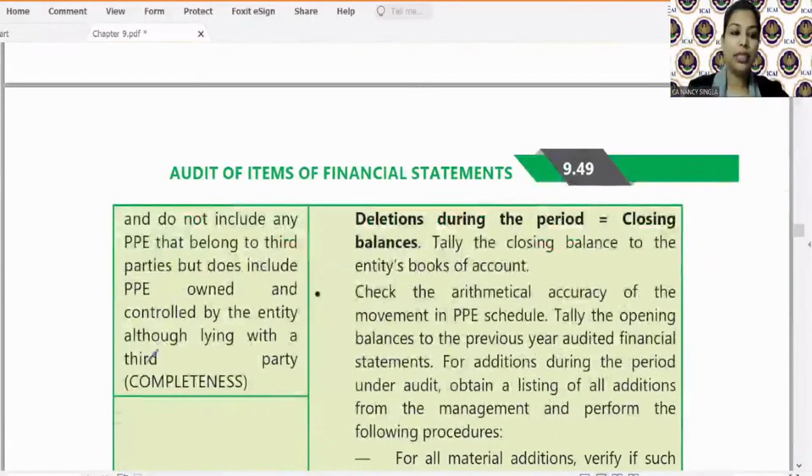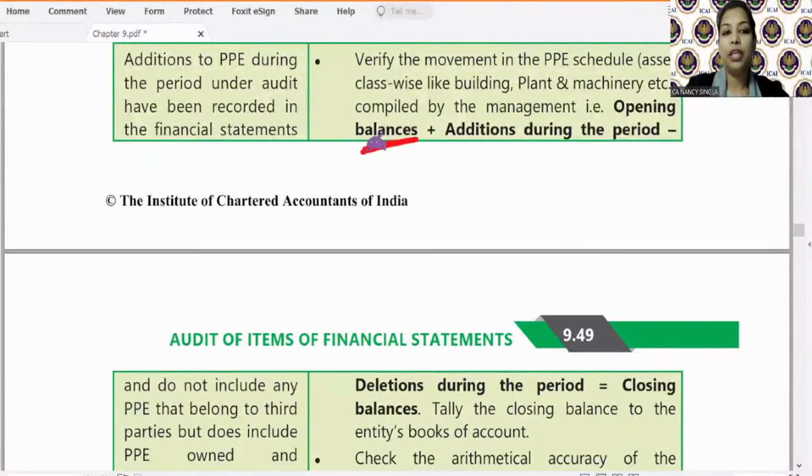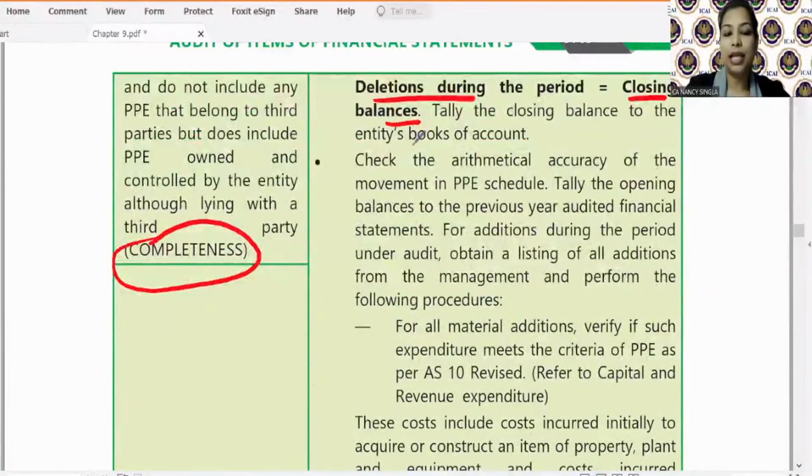the completeness assertion, auditor will obtain what? A schedule from the management, class wise, like for plant and machinery, for furniture fittings, for building, everything. Opening balances, addition during the year, deletions during the year, and the closing balances. And whatever closing balance will come, tally it with the books of accounts. Check the mathematical accuracy, right?